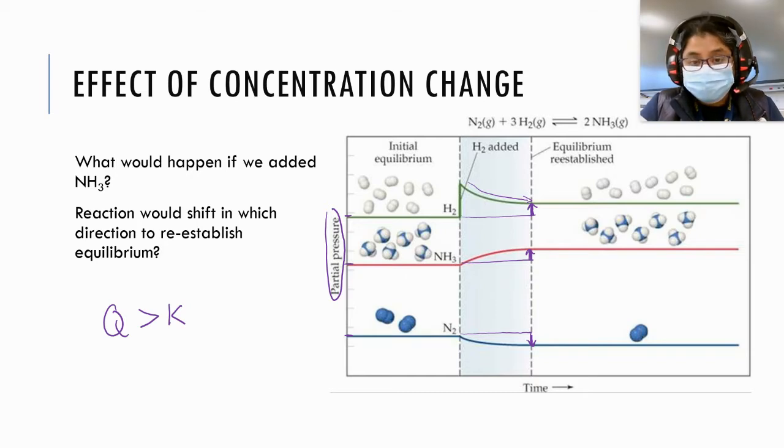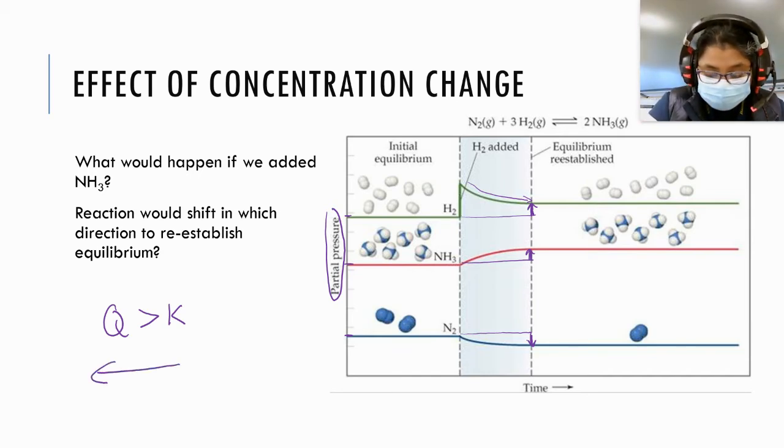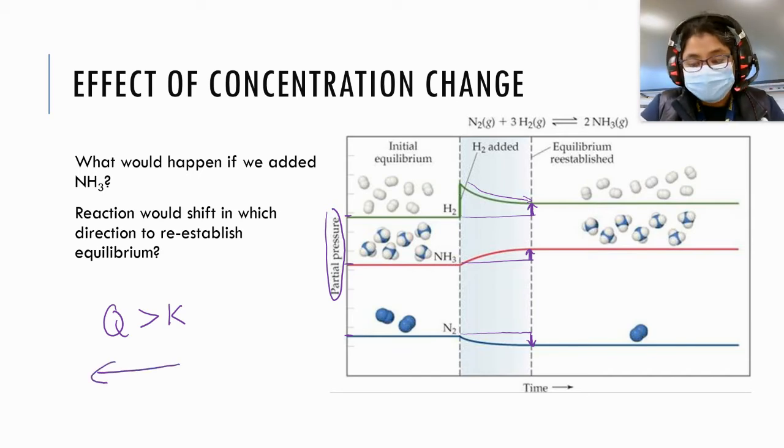You have more products than you would have at equilibrium. So in that case, the reaction would shift in this direction, re-establishing equilibrium, and you would probably have slightly higher partial pressures of all three things, because you would have nitrogen increase, hydrogen increase, and you would have some of the ammonia that's still a slight increase in partial pressure. Okay, now that is what would happen if you add reactants and products.